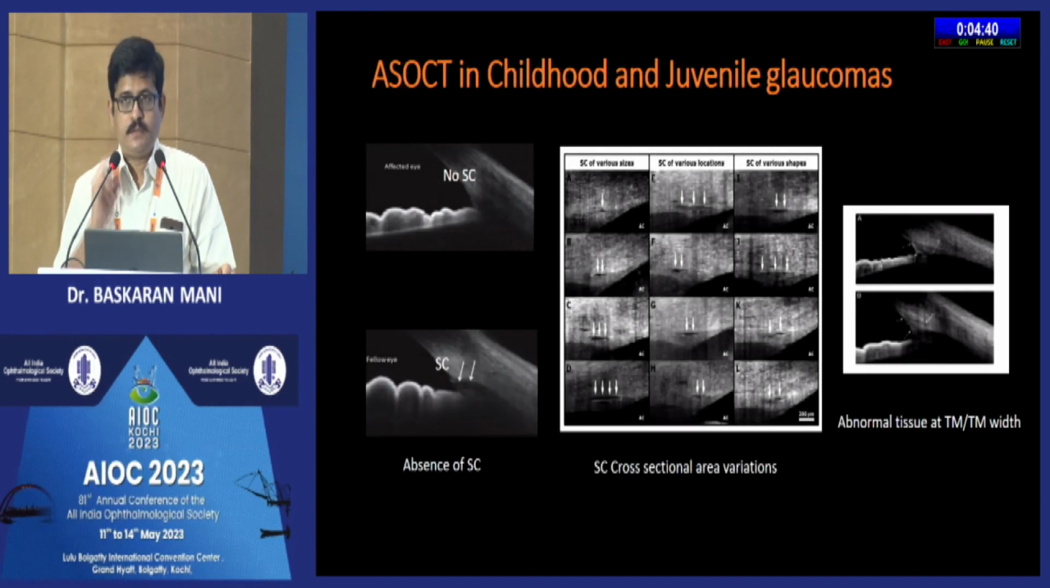Some of the recent applications that people are looking at is to look at the Schlemm's canal variations, and they could see the absence of Schlemm's canal with the ASOCT in juvenile glaucomas, and also the membrane across the angle can be imaged. And some of the recent presentations in this conference also show that when you have such membranes and you treat with SLT or other procedures, the interventions can be less effective. So these are some of the research applications from which we learn how to manage our patients as well.